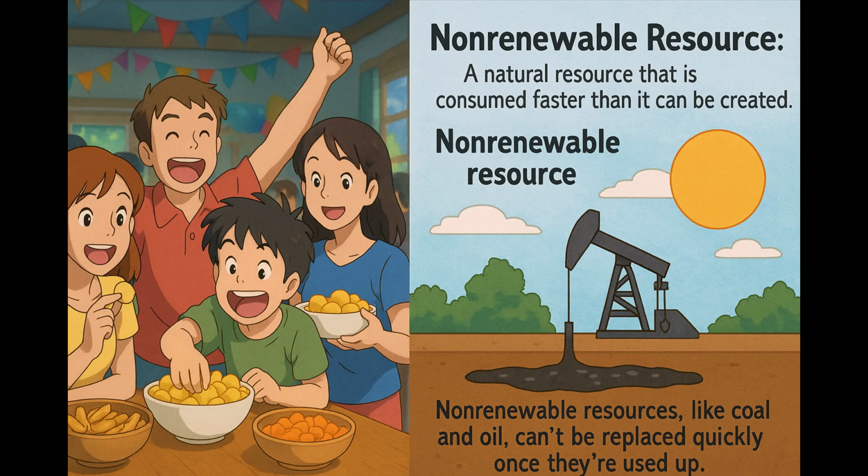Just like how the snacks will eventually run out because they're being consumed faster than they can be restocked, non-renewable resources like coal, oil, and natural gas deplete quickly because we use them faster than they naturally form.